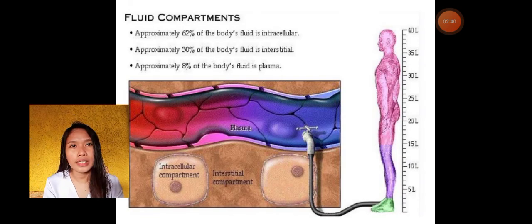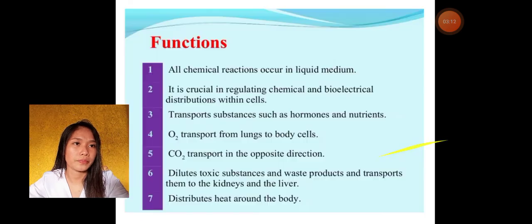So, the fluid compartments. Approximately 62% of the body's fluid is intracellular. When we say intracellular, it is located or occurring within a cell. Approximately 30% of the body's fluid is interstitial, which is between things that are normally closely spaced. And approximately 8% of the body's fluid is plasma. So those are the fluid compartments.